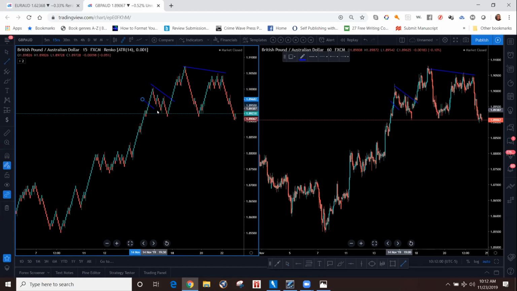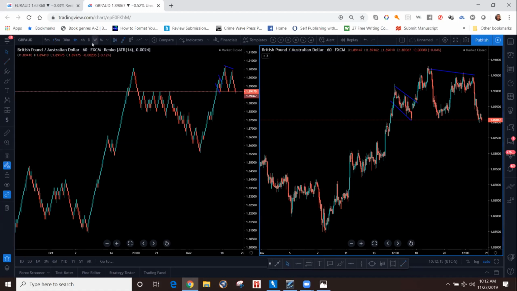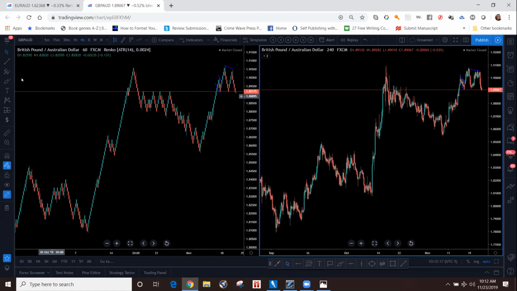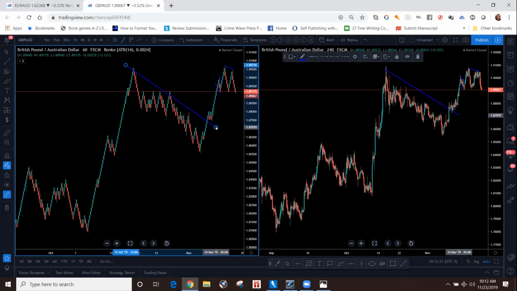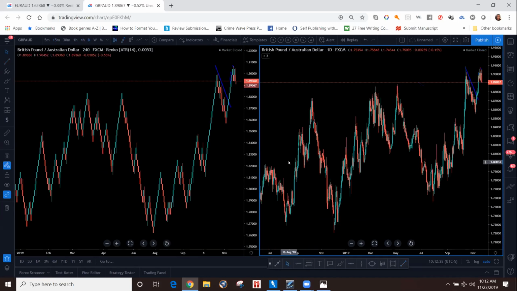Sometimes people question the flags, excuse me, mouse slipped here. Now, is that not a perfect flag? Perfect. Your 1-hour Renkos is going to be your 4-hour candles. You can see that on here. And your 4-hour Renkos is going to be your daily candles. That's how you make sure you're on the right time frame for each.